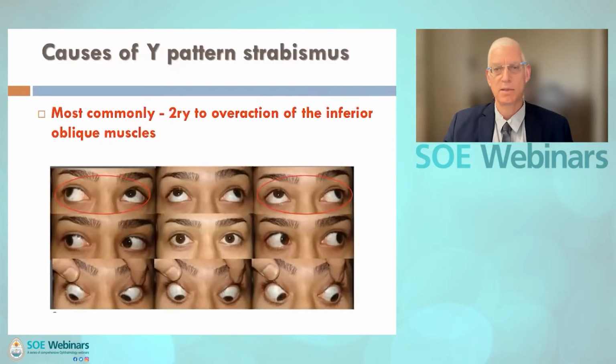A Y pattern strabismus might be due to several possibilities, often due to an overaction of the inferior oblique muscles, as we can see in these photographs. And sometimes it may occur secondarily to craniofacial syndromes.